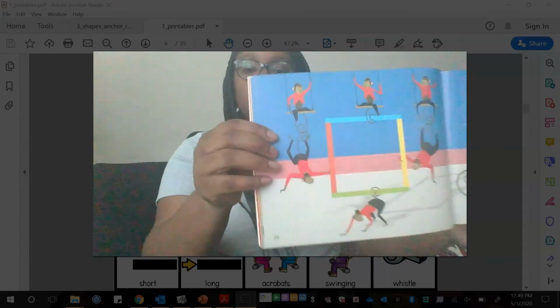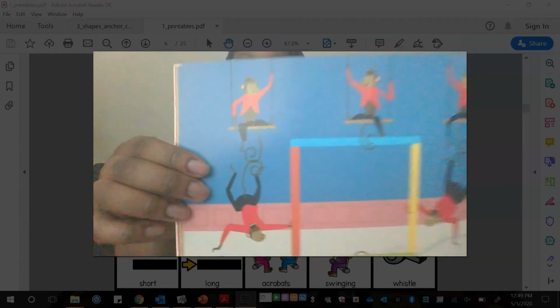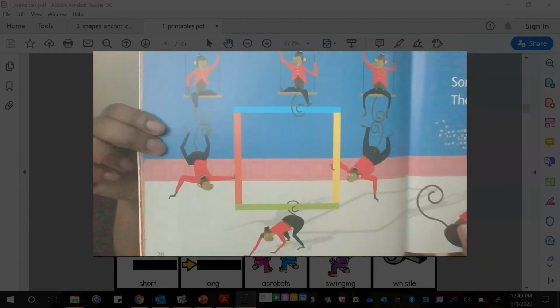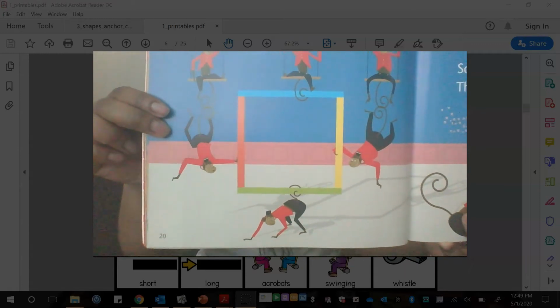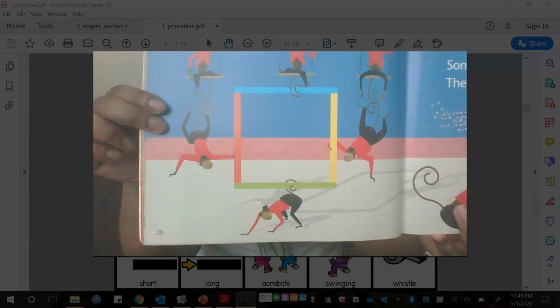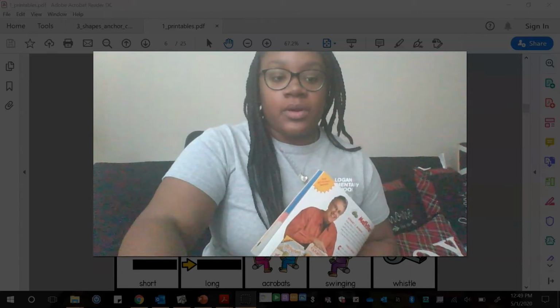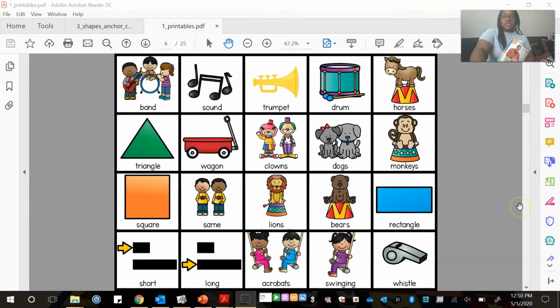So let's take a look at this picture right here. I want you to look at that. Do you see that big old square? I want you to count the sides. I see 1, 2, 3, 4. Let's take a look at it on our communication board. Where is the square? Now this can be tricky because there are 2 shapes on this page that have 4 sides, but a square's sides are all the same length. They are equal. So where is the square? Very good. The square is right here, and this square is the color orange.